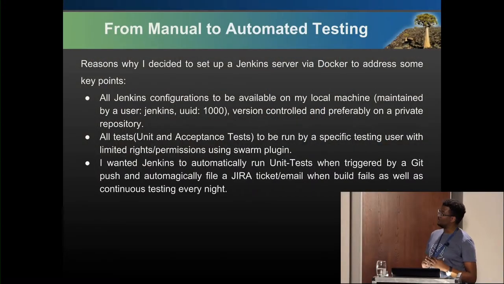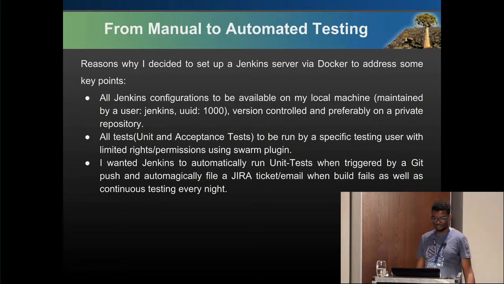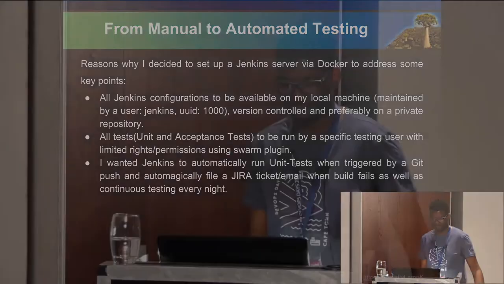That's my initial why. And all tests, I wanted to be run by an isolated user with very minimum permission. And I wanted to automatically trigger the Jenkins build from a Git push or Git commit or web push. And at the end of the day, I wanted results. If there's any fails, create a Jira ticket. Yeah, Graham, I see you. Create a Jira ticket and notify me via email, so that when I get back to the office the following day, I know what I'm actually going to need to be doing.